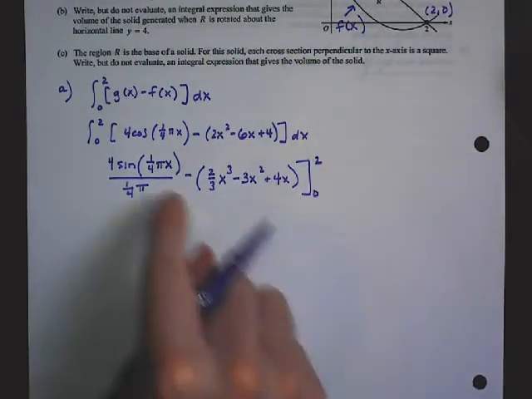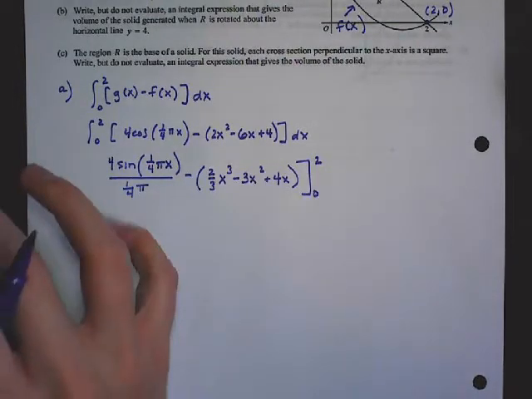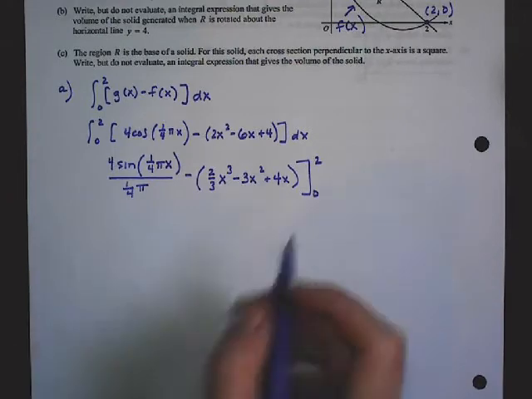So I can't leave it here. I still have x's in my answers, but I'm going to plug this 2 in and this 0 in and subtract those values. But once I plug them in, I don't have to simplify.